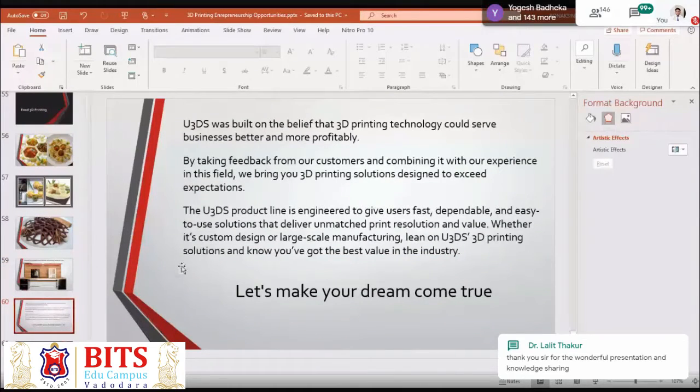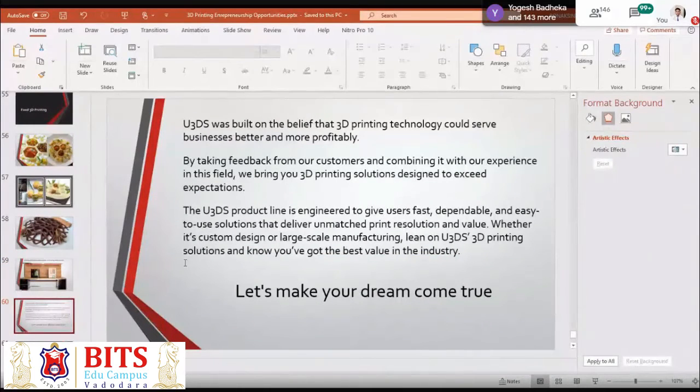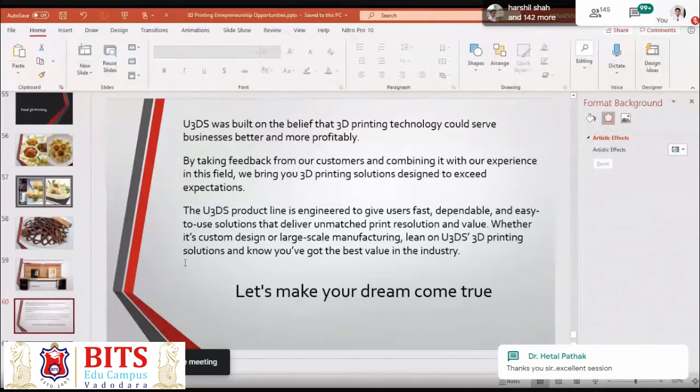The whole idea behind starting this U3Ds company was to develop a 3D printing technology that is more acceptable to the Indian industry. It has to be cost effective. It has to be viable. It has to be user friendly. That's the most important part of all. This is something we always try to work on.